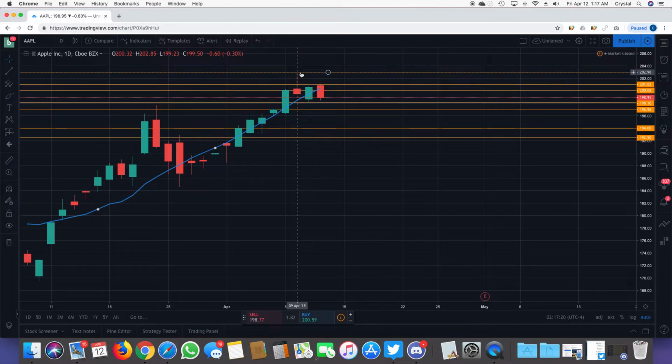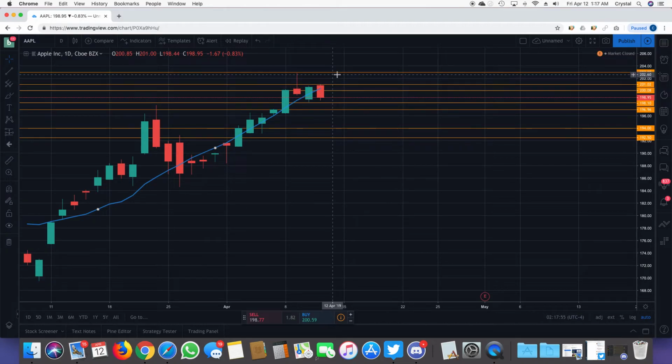And then, as you can see, it couldn't get above 203, so it came back down, and it tested 200 and then 198 before going back up. So it's kind of stuck in this little range right now, between 198 and 201 basically. So I'll just have to wait and see where it's going.